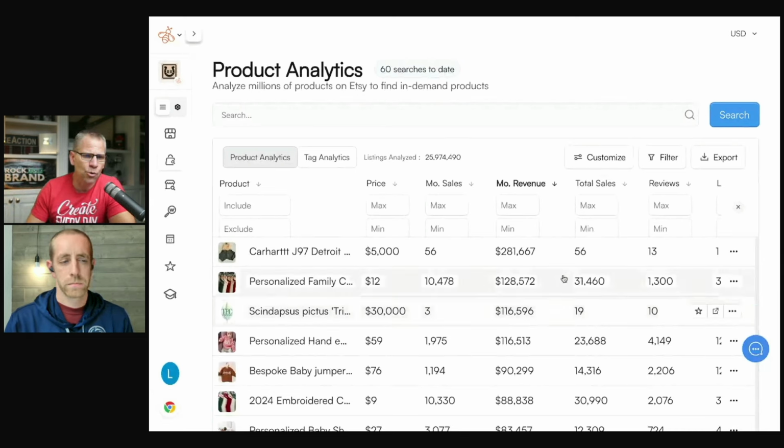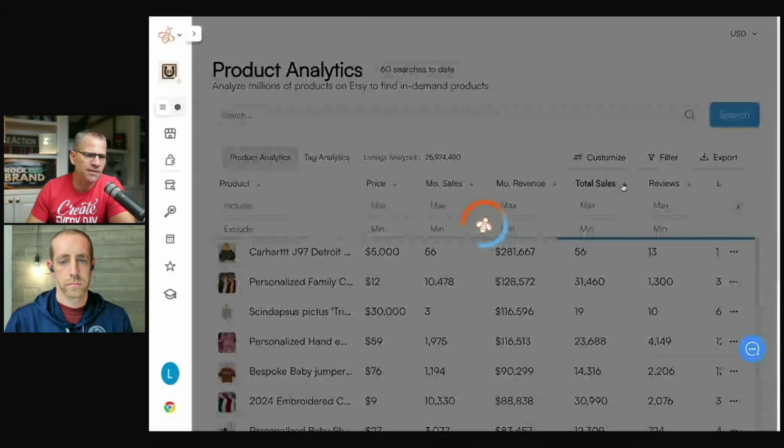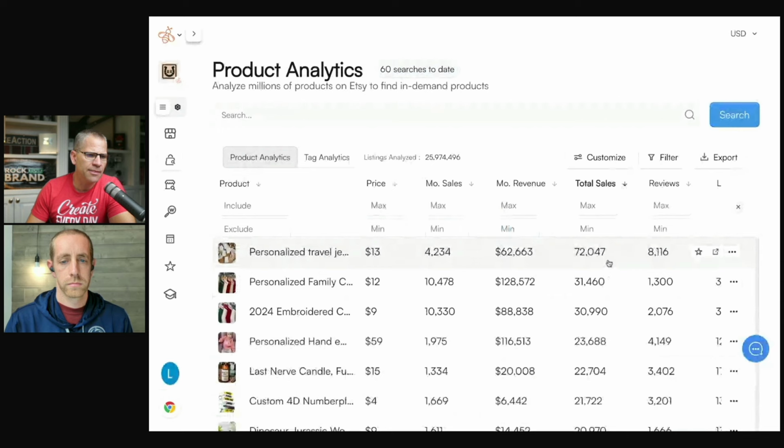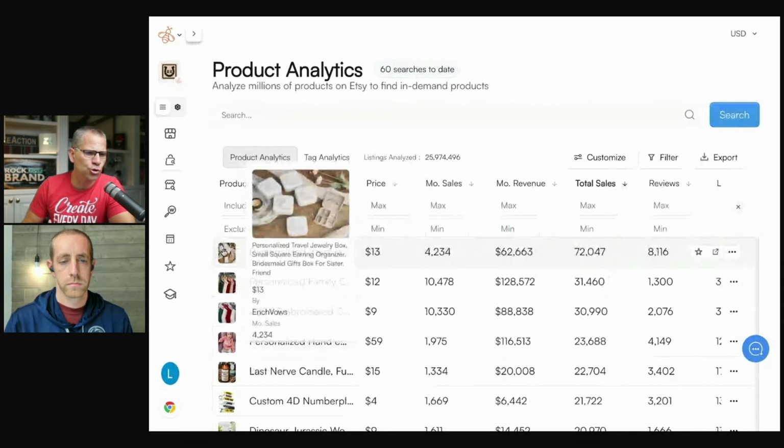I can say, okay, total sales. I'm going to sort by this. And this is saying, okay, there's 72,000 for this one right here. And this was personalized travel jewelry box. Okay. That's the product. So right off the bat there, you can go, okay, well, that one there is selling well, and this shop is 18 months old.